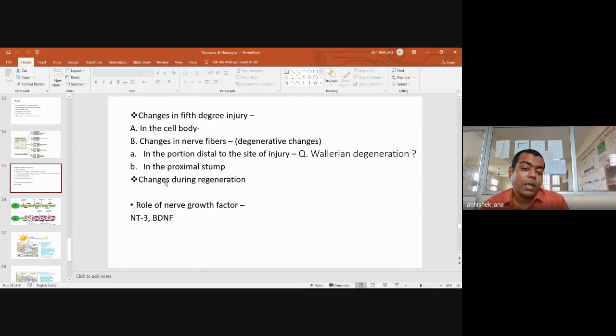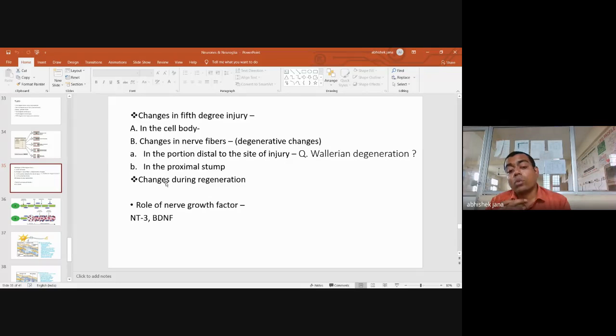You can see in these cases, some other substances released by the perineurium, some proteins basically, are responsible for giving the way for these newly originated axons to pass through this endoneurial tube. They give a particular direction for the new axon fibrils to pass through this endoneurial tube. Many factors are responsible for this regeneration.